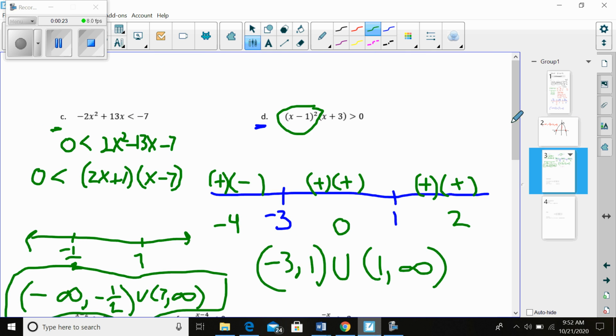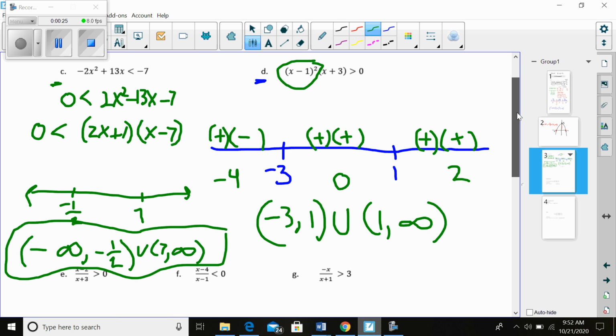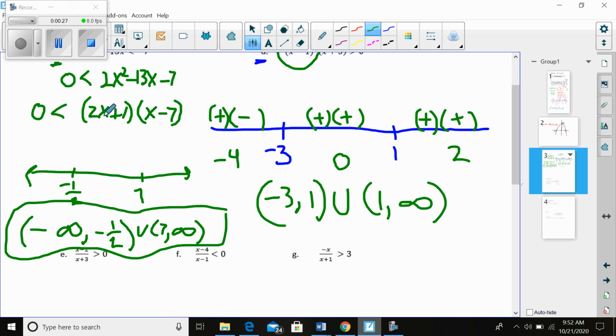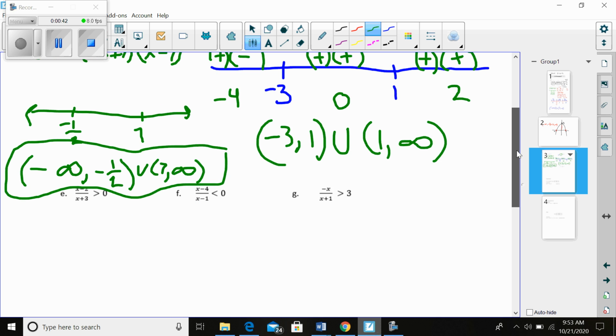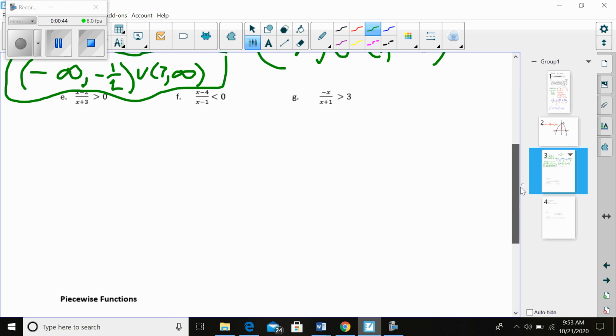And then the next answer that you're checking here. All right, so this is how that expression factors. We're looking for where it's greater than 0. And so that would be -infinity to -1/2, 7 to infinity. Okay, and then let's just do one of these examples together down in this bottom row.